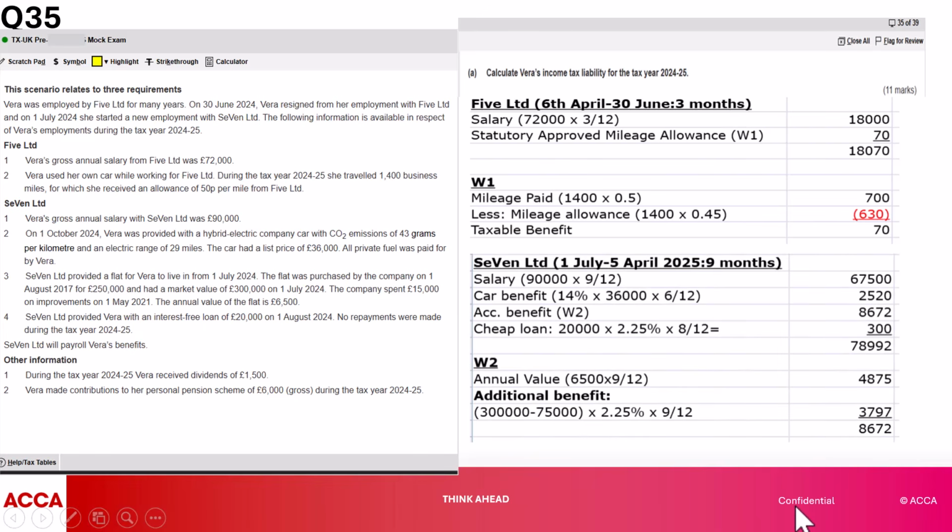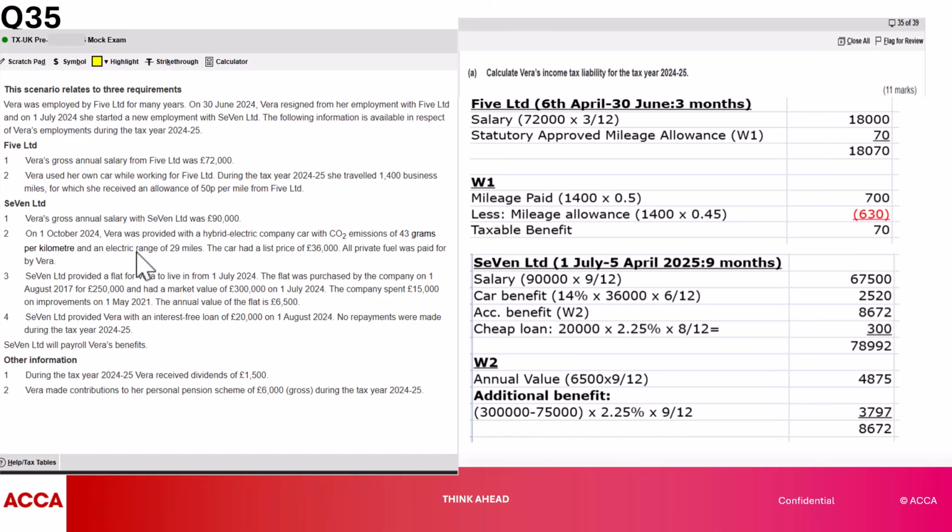Now, for 7 Limited, there's a bit more. She joins 7 Limited on 1st of July, and she's there all the way till the end of the year, which is 9 months. So her salary is 90,000 times 9 over 12, because we're told it's a gross annual salary of 90K. We get 67,500. Then the second point speaks about, and this is very important.